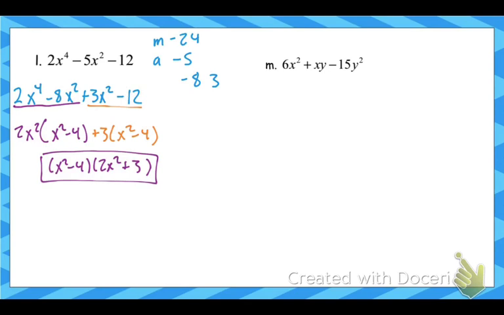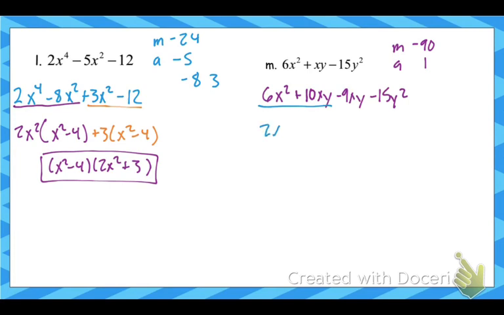All right, looking at m, again, same process. 6 times negative 15 would be a negative 90. The middle is 1. My two numbers that multiply to negative 90 and add to 1 would be 10 and negative 9. So I'm going to rewrite this problem, and I'm going to keep the variables the same. So even though it looks a little bit different than the questions we're used to factoring, the process hasn't changed. We're just keeping our variables consistent with what they originally were.